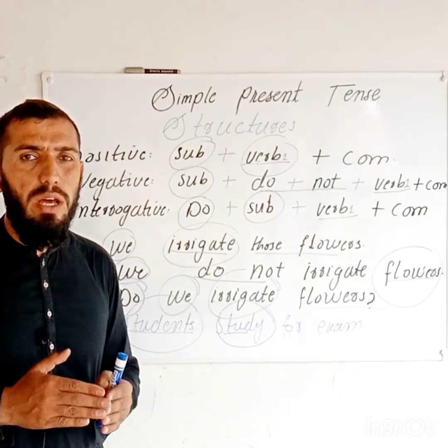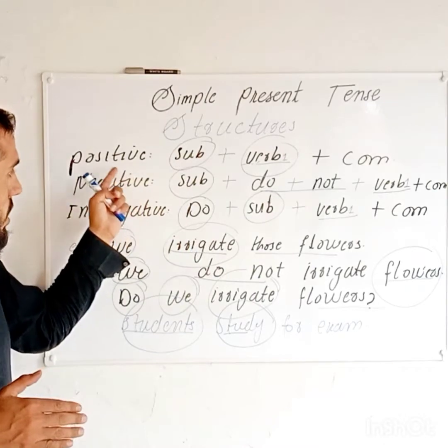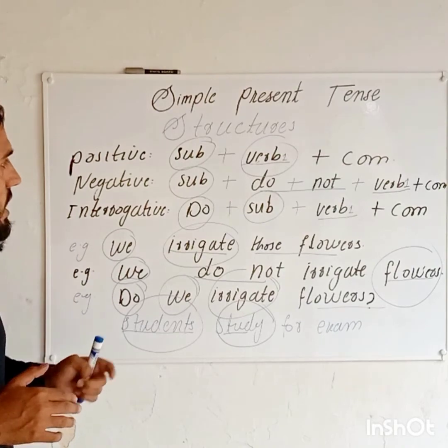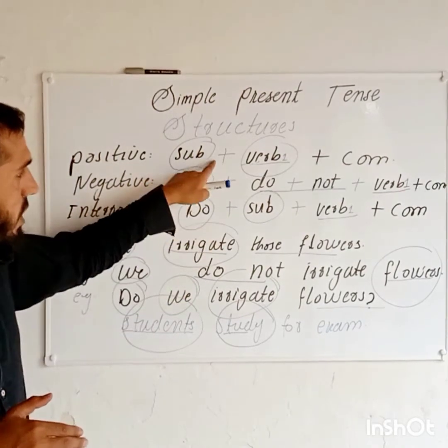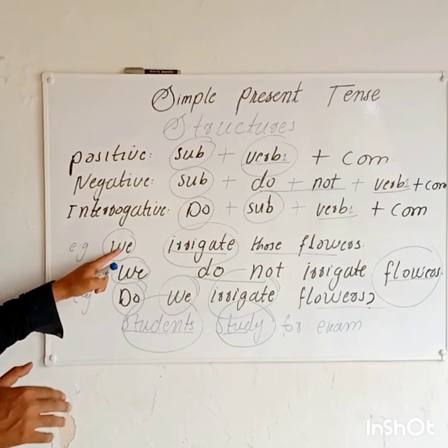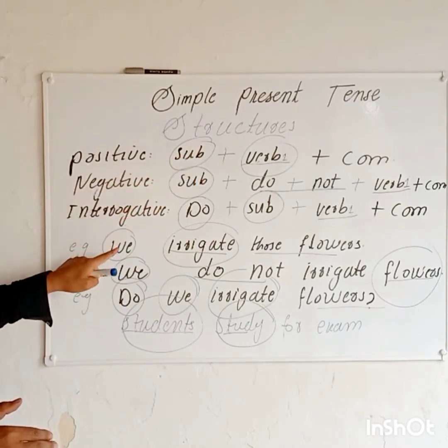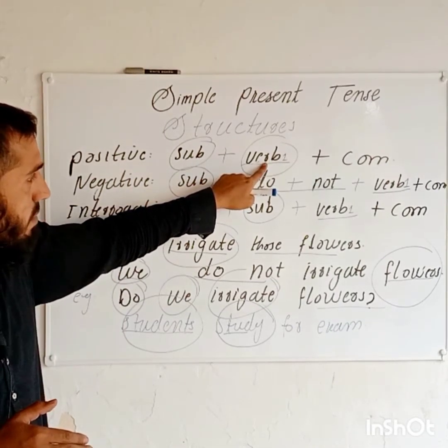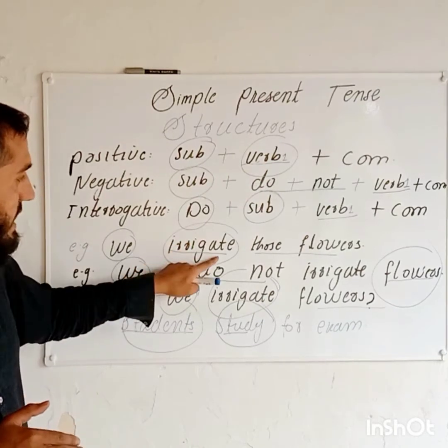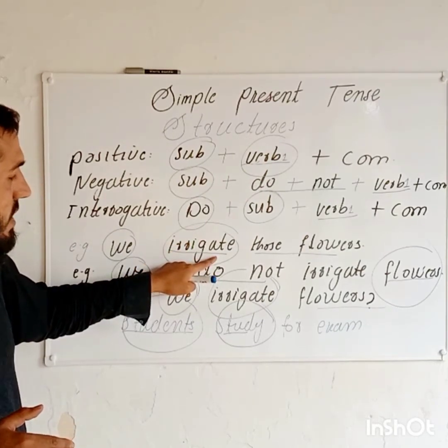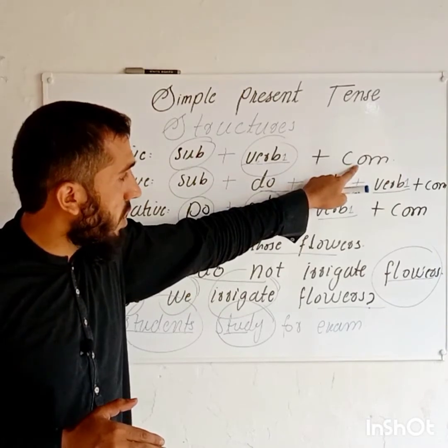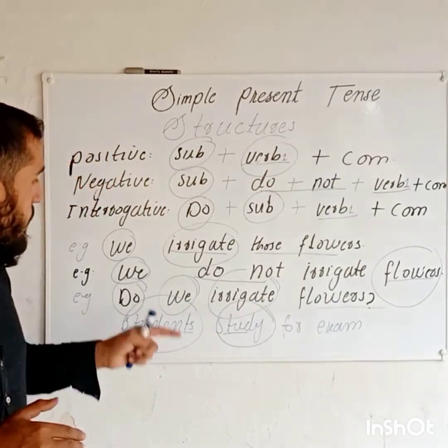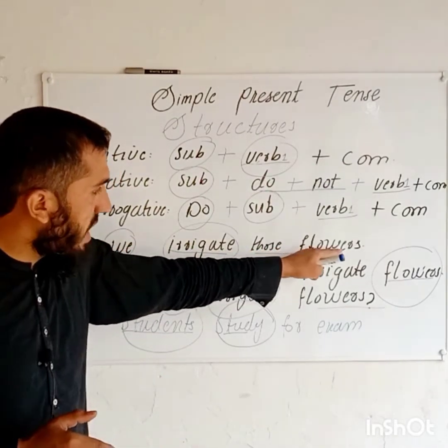These structures are used for plural nouns and pronouns. If we have plural nouns and pronouns, then we need to use these structures. Well, the first one is positive, the second one is negative, and the last one is interrogative. If you want to use a positive sentence, you need to follow the first structure. As you can see here, first you need to use the subject. Subject is here, we is the subject. Then you need to use the verb, the base form of the verb. First form of verb you should use, irrigate. You cannot use S, ES, or IES here, and then the complement or rest of the sentence, or you can call it the object if you have an object there. So we irrigate those flowers.